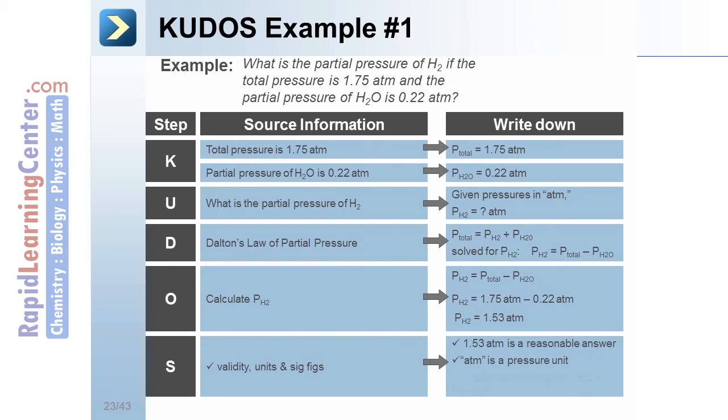1.53 is reasonable as it is less than the total pressure in the system. ATM is the correct pressure unit. 2 decimal places was given in the problem, and because it's subtraction, 2 decimal places is needed in the answer.